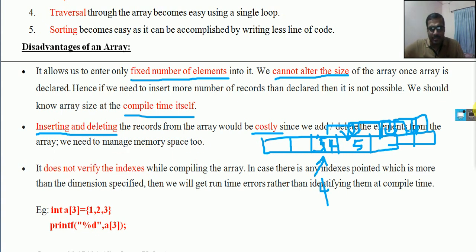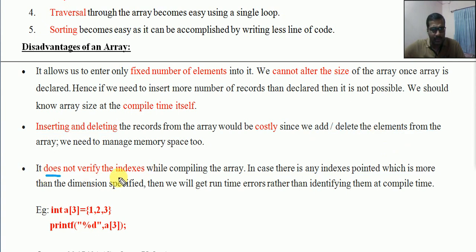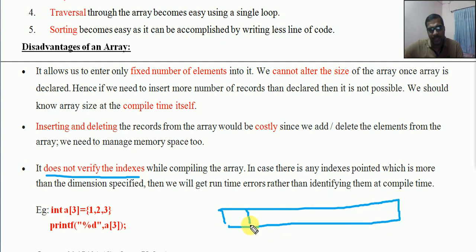Now the third point is that it does not verify the array index. What is an index? I have already mentioned what an index is. We have various indices available in the array, starting from 0. For example, see this example: I have declared a variable here, int a[3] = {1, 2, 3}. So 0th location, first location, second location, third location. The declaration is int a[3], with indices 0, 1, 2, 3. So totally we have 3.